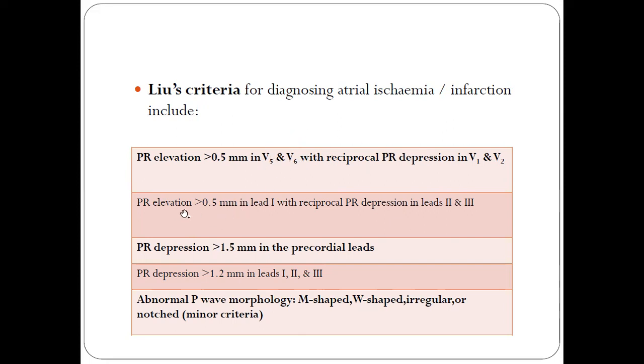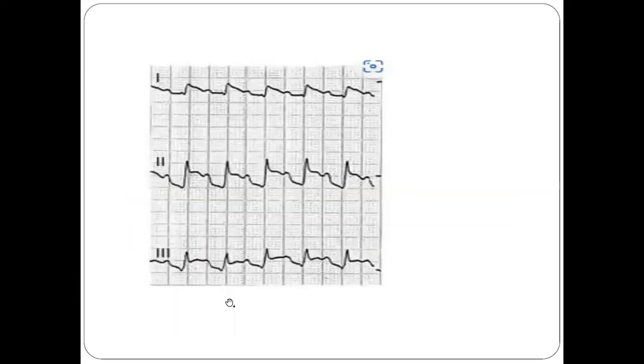Similarly, PR elevation of more than 0.5 millimeter in lead 1 with reciprocal PR depression in leads 2 and 3 is also suggestive of atrial infarction. Again, if you consider only PR depression, that depression should be more than 1.5 millimeters in the precordial leads and more than 1.2 millimeters in leads 1, 2, and 3. Along with that, abnormal P wave morphology, either M shape, W shape, or irregular or notched, comes under the minor criteria.